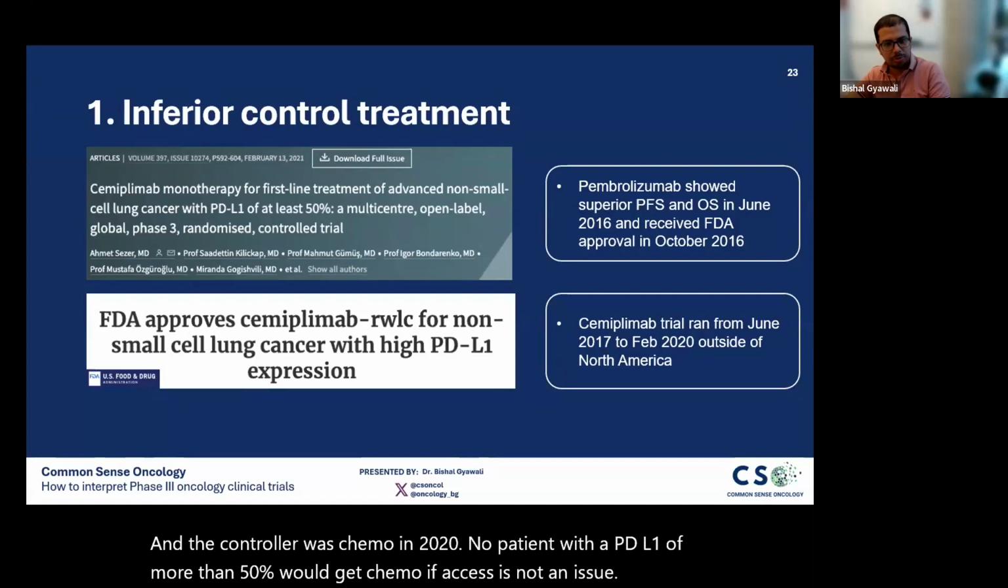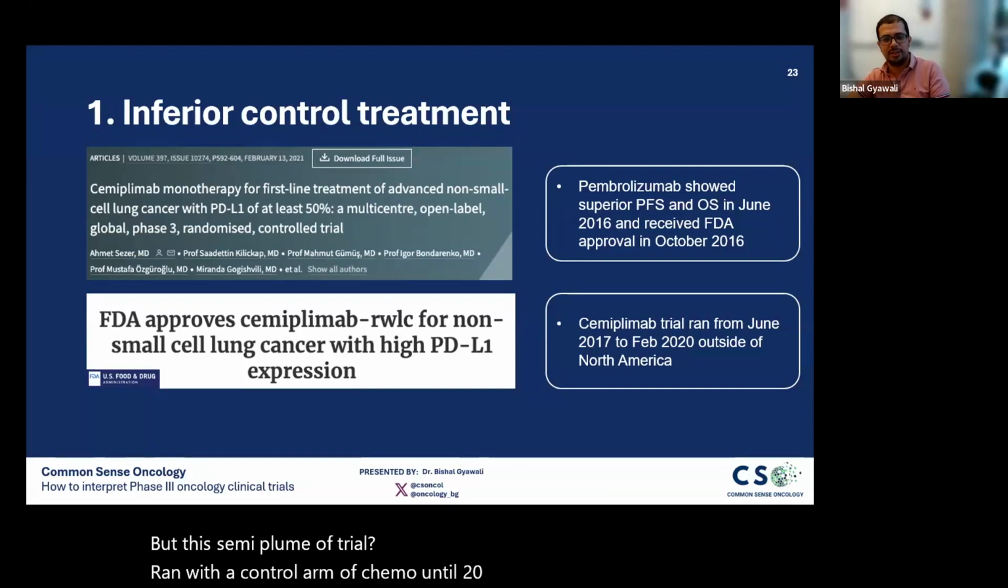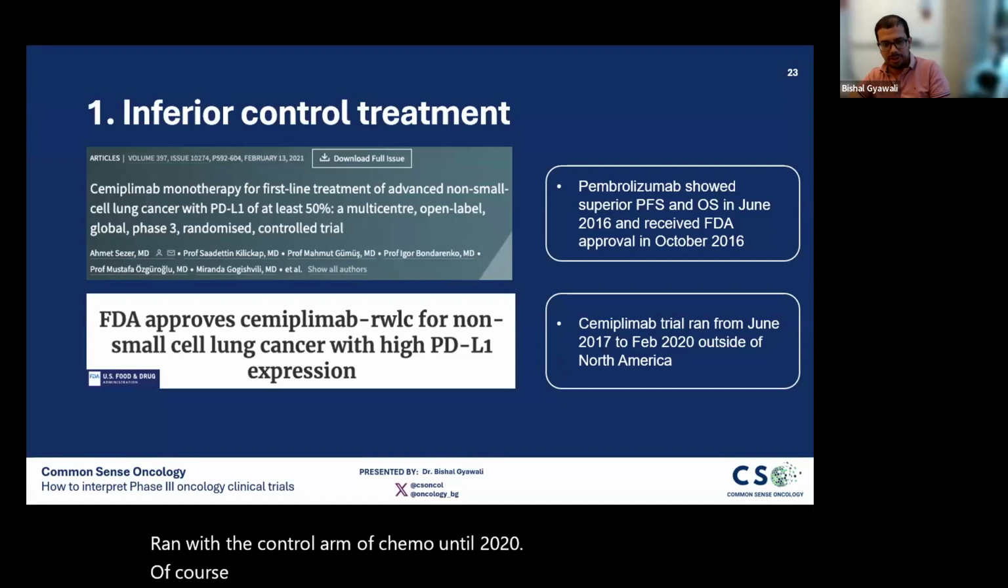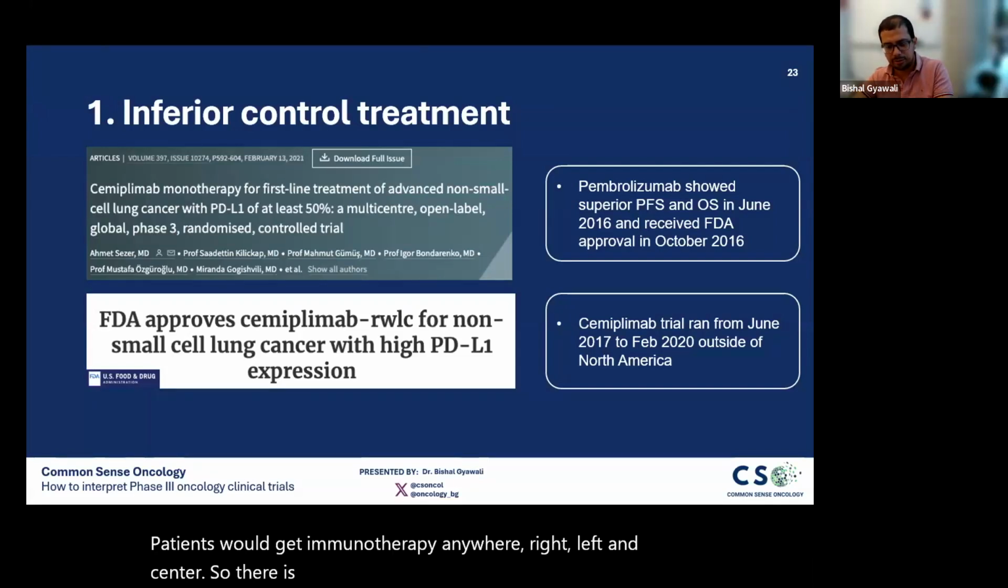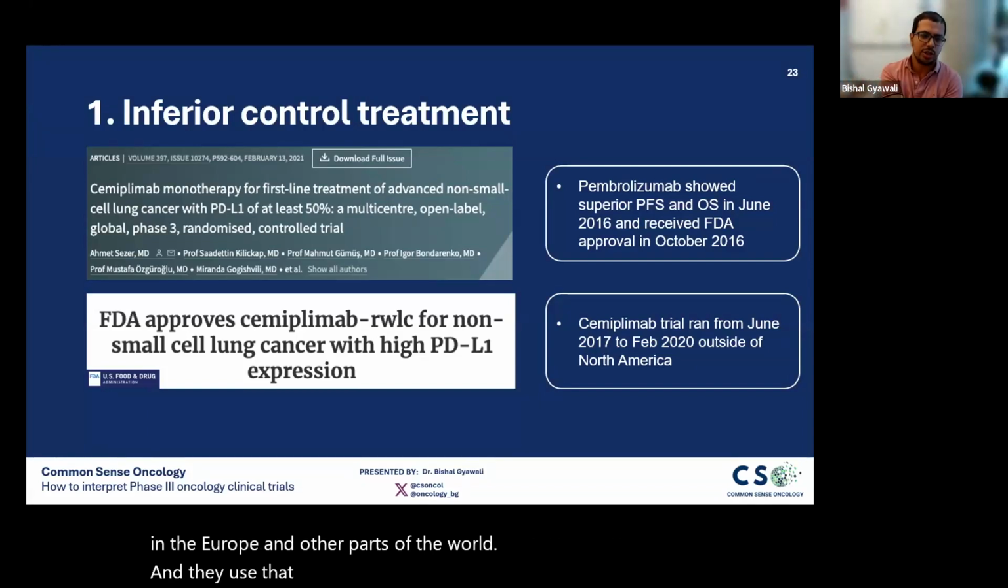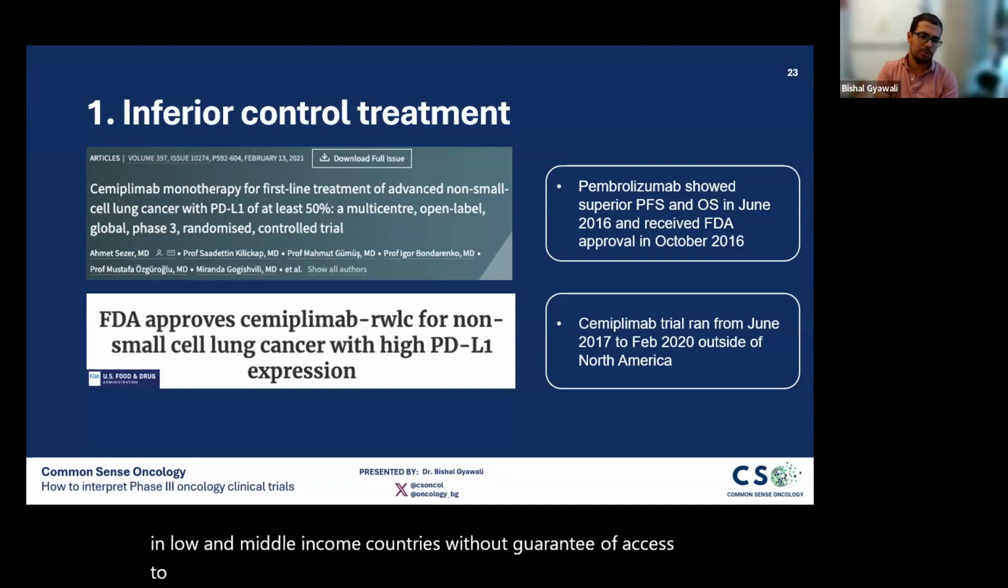But this cemiplimab trial ran with a control arm of chemo until 2020. Of course, nobody would enroll patients into this trial in North America because patients would get immunotherapy anywhere, right, left, and center. So there is no point in enrolling patients in this trial. So this trial ran outside of North America, involving several countries in Europe and other parts of the world. And they used that data to get the drug approved in the US. Now, there are several ethical questions about this, running a trial in low and middle income countries without guarantee of access to the drug and getting the drug approved back in high income countries.